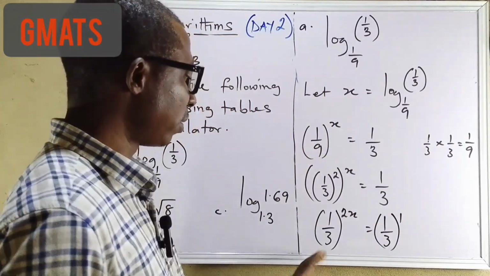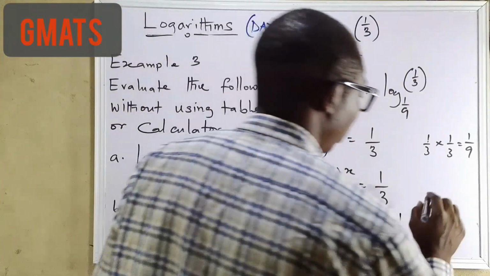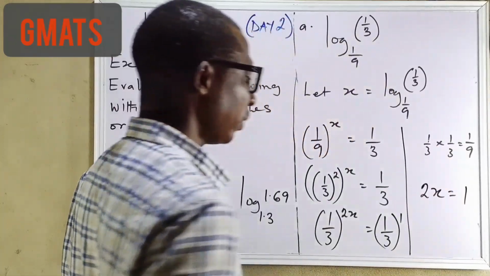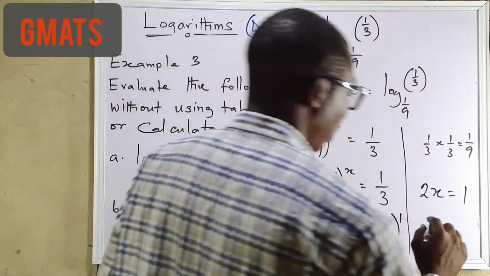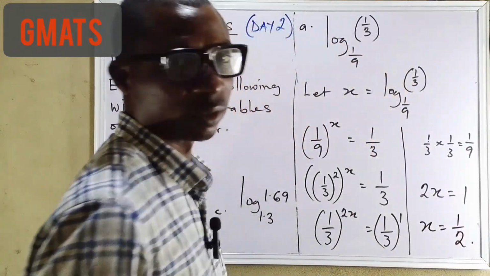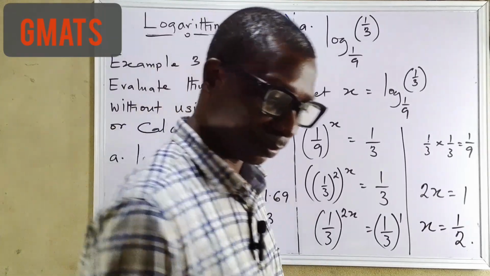Okay, so now you can see the bases are equal, so you can equate the powers. So you have 2x = 1. So you divide both sides by 2. So you have x = 1/2. So that is the answer to the first part of the question. Alright, now let's move down to the second one.